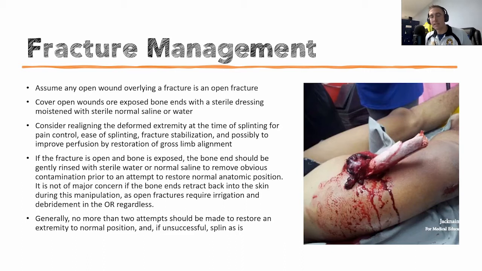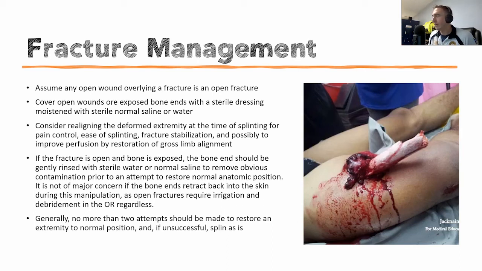Is it a big concern if you try to realign it, there's a bone sticking out and it slips back in? Not really, because they're going to get irrigation and debridement in the OR, and of course they're going to get antibiotics. And as a good rule of thumb, limit your attempts to realign a fracture to 2.